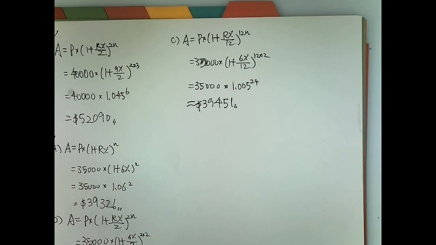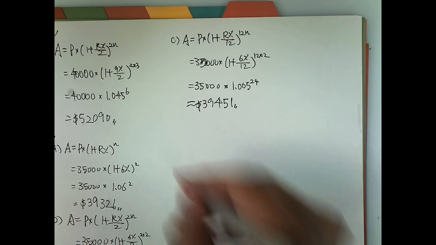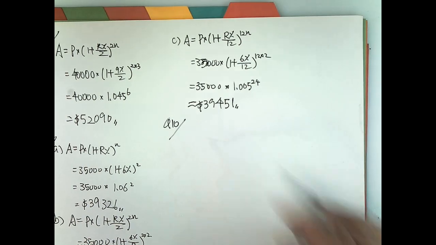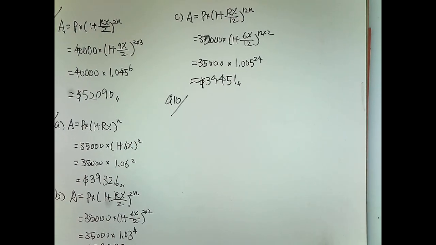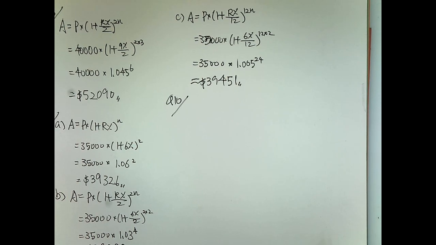Understand? So not difficult. I think it's easy. So let's keep doing. I'm going to do question 10, okay? Question 10. So, Mr. Fong borrows 20,000.